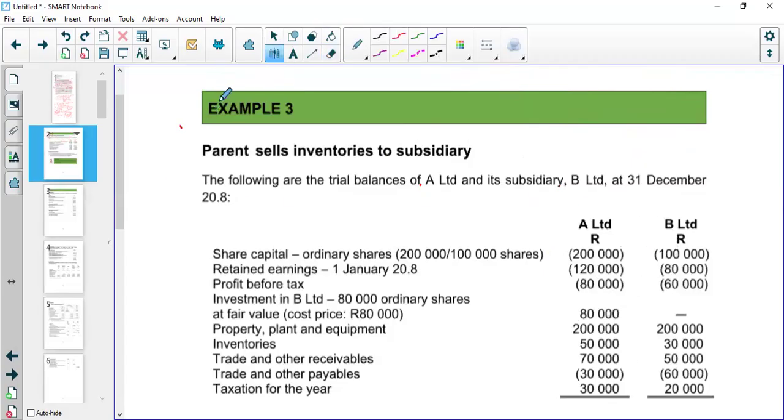So we have example number 3. And in this example, the parent sells inventories. Remember, this is not just any sale. It sells inventories to the subsidiary.